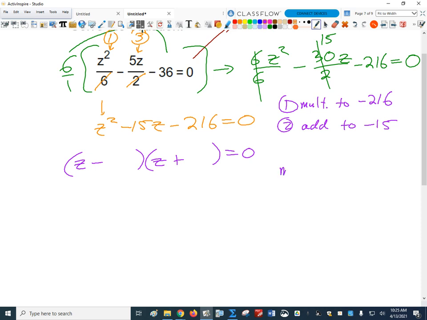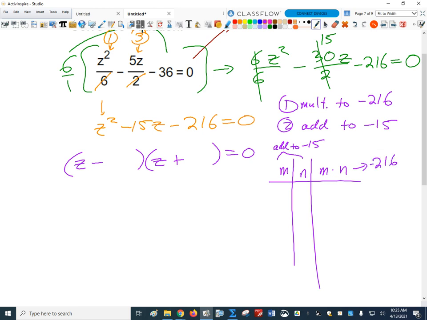I think we'll pick numbers, call them m and n, that add to negative 15. And then over here, we'll calculate what we get when we multiply m times n, because we want that to be negative 216. So for example, numbers that add to negative 15 would be negative 15 and 0. Well, that's no good, obviously, right? Negative 16 and 1, negative 17 and 2, and so on down the list. I've got to keep going until I get numbers that multiply to negative 216. So I got to go down a ways, don't I?